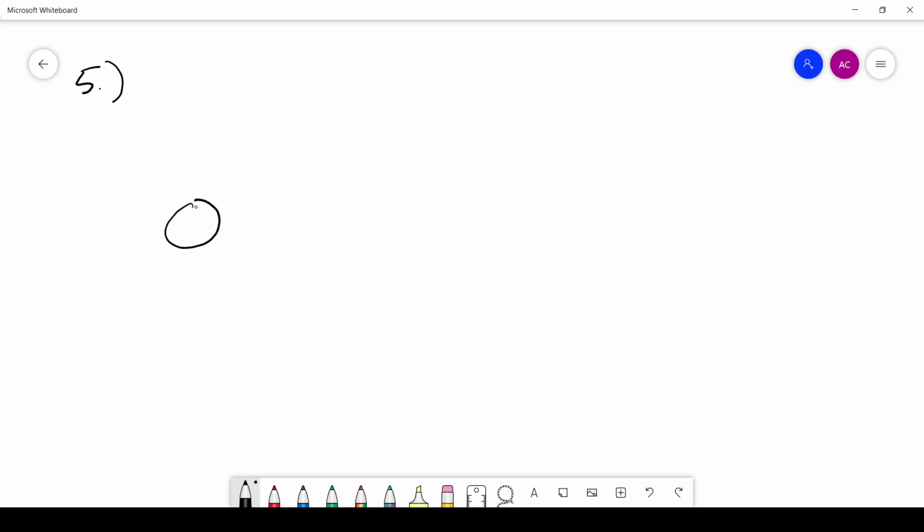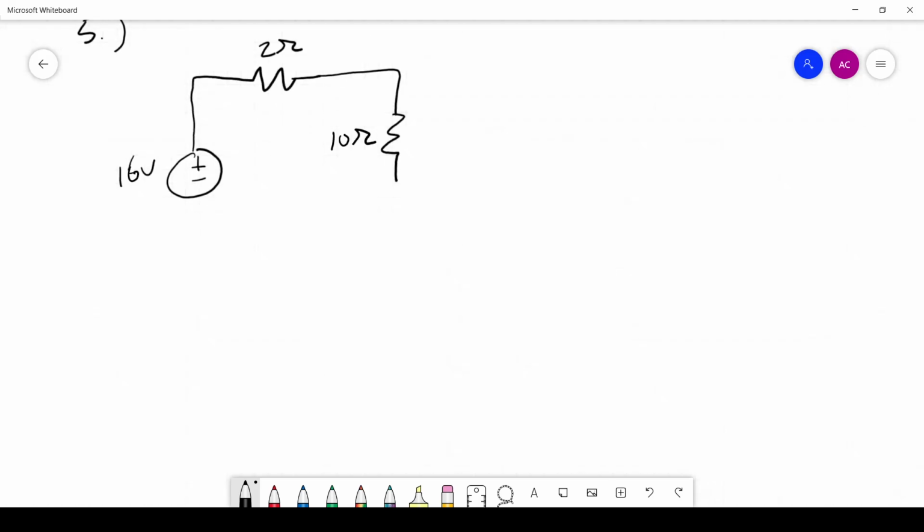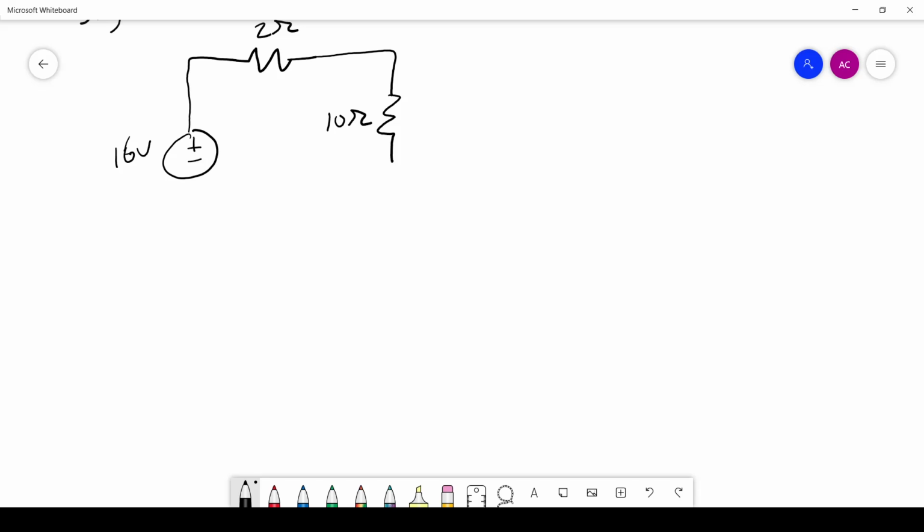So we start off with a 16 volt source. First thing, a 2 ohm resistor. Then we start off a branch, a 10 ohm resistor. Let me scroll down on my notes here so I can make sure I'm getting everything. 10 ohm resistor. Now we have another branch with a 10 ohm resistor and a 20 ohm resistor.